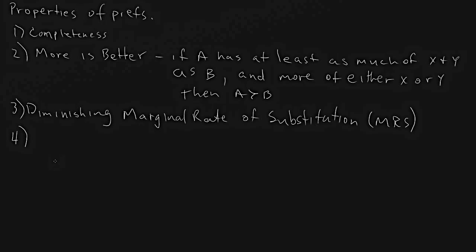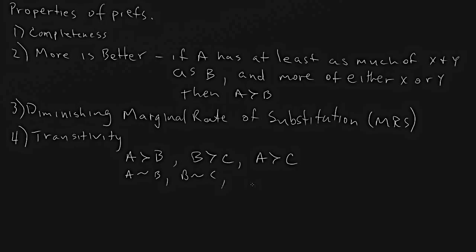All right, so the fourth property is transitivity, and this is just like what you would have learned about in mathematics, which just says that if we have some bundle A that is preferred to B, and we have some bundle B which is preferred to C, then by this transitive property we could make the conclusion that A is preferred to C. Likewise, if we have, let's say, A is indifferent to B and B is indifferent to C, then we could say that A is indifferent to C.